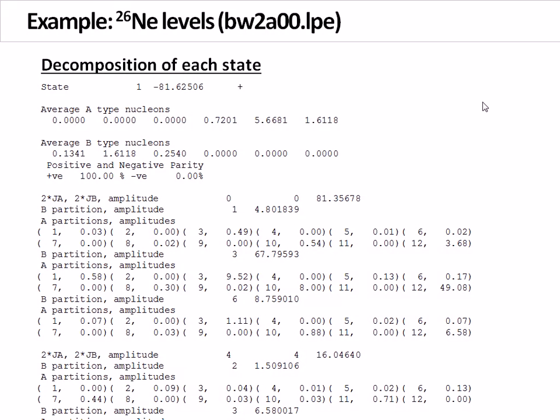The first thing it gives you are the average numbers of nucleons in each orbit. Okay, so this is type A, so this is for neutrons, and what this says is that for this first 0 plus state in Neon 26, on average, if you average over that whole wave function, there are 0.72 neutrons in D3 halves, 5.66 in D5 halves, and 1.6 in S a half.